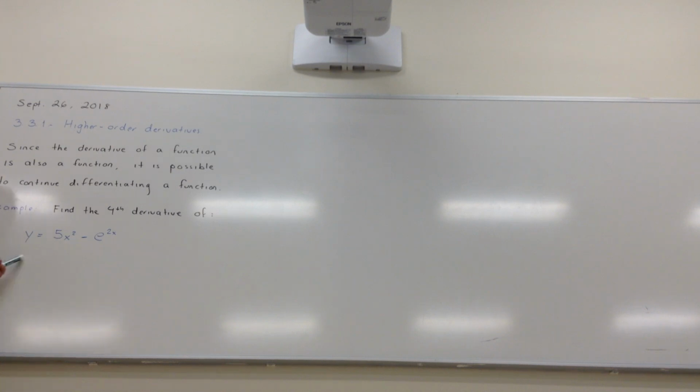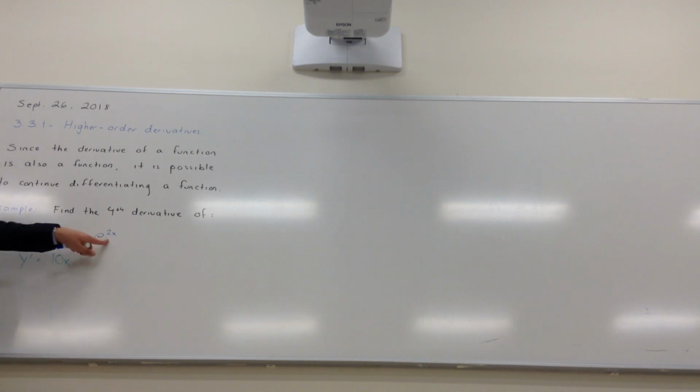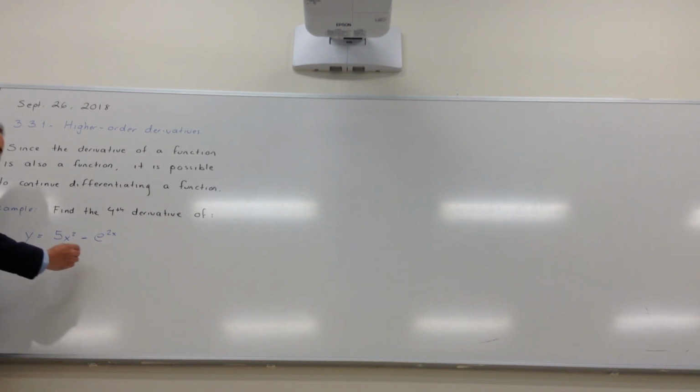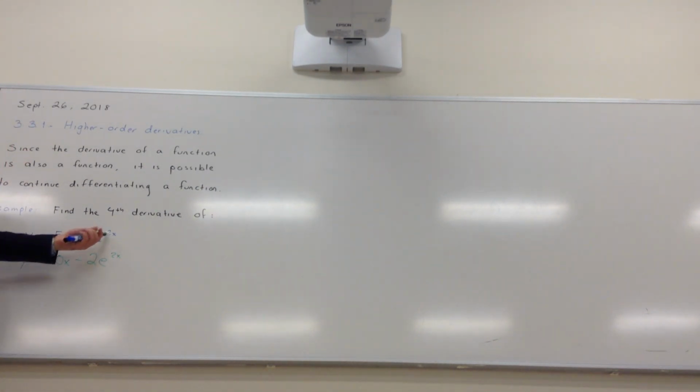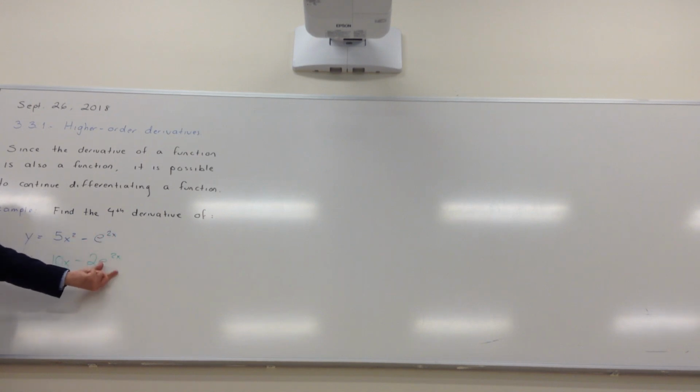If I want to find the first derivative, do I need to rewrite anything here? No. Okay, so first derivative, y prime. Tell me, 5x squared derivative? 10x. Derivative of e to the 2x, this is chain rule. Minus 2 times e to the 2x. Very good. The derivative of 2x is 2, and the derivative of e to the 2x is e to the 2x. That's the first derivative. Chain rule: 2x derivative is 2, e to the 2x is e to the 2x, same derivative.